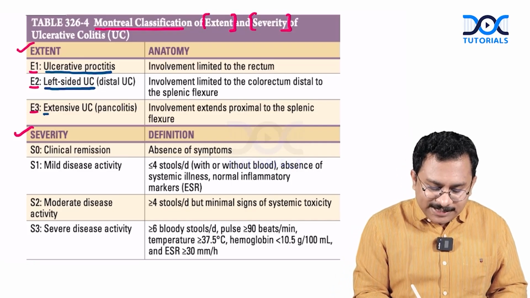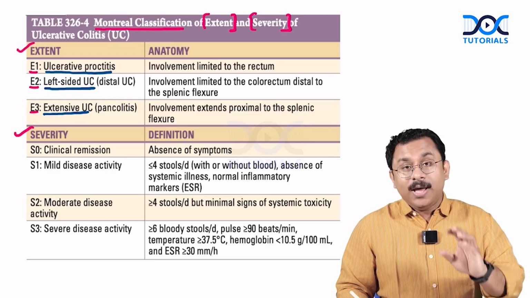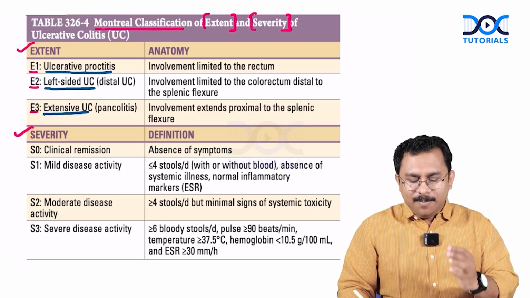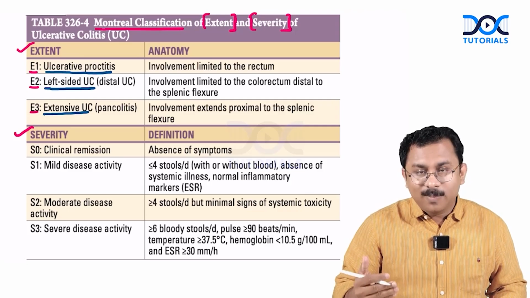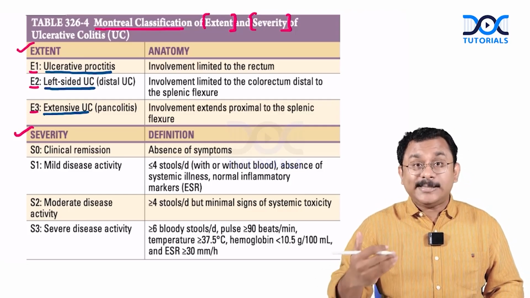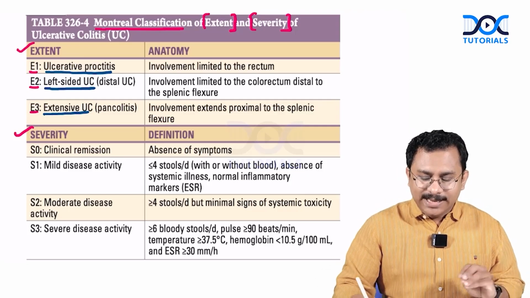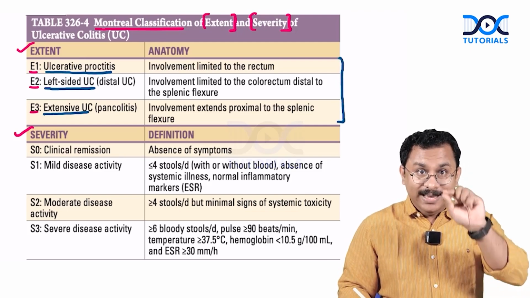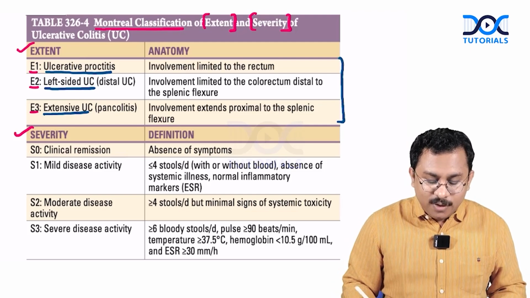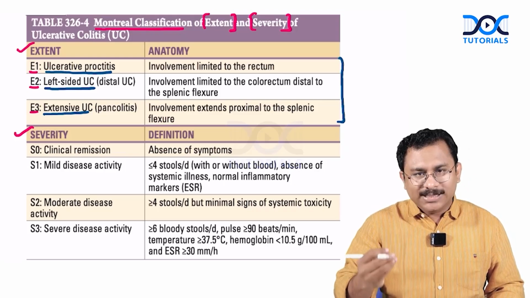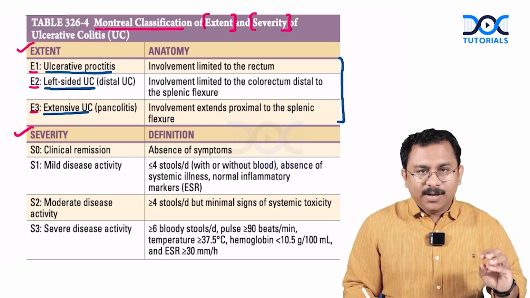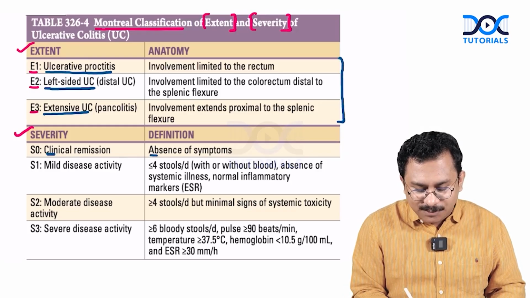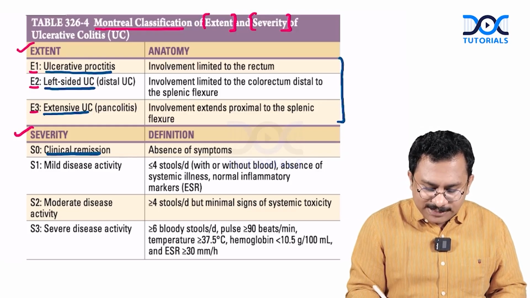Then the left-sided ulcerative colitis, also known as the distal ulcerative colitis, where the involvement is limited to the colorectum distal to the splenic flexure. Then you have got the extensive ulcerative colitis or pancolitis. I already told you around 20% can have a pancolitis, where the involvement extends proximal to the splenic flexure. So this is E1, E2, E3, important. And based on the severity, you have got a classification into S0, S1, S2, S3.